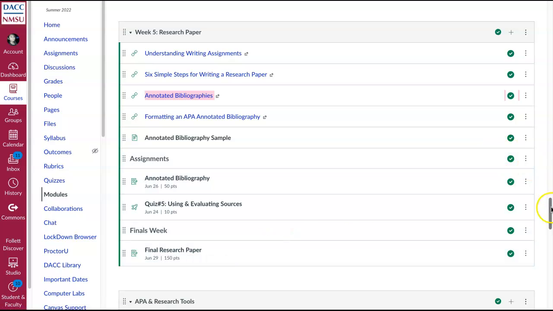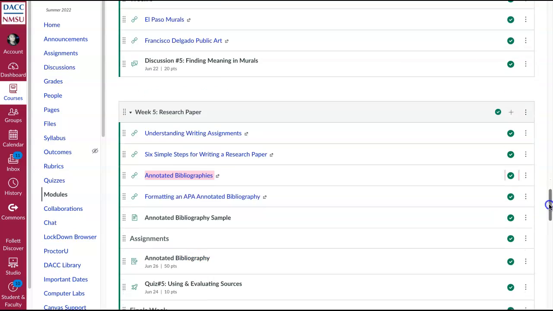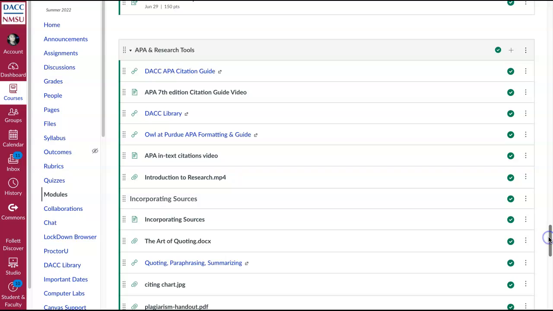So like I was saying, because the research paper is such a big portion of our class, week 5 requires 2 modules, but also that research paper requires that you become familiar with APA. Now, I know a lot of you probably are familiar with APA because you learned about it in high school or in English 1110. So this class doesn't really go into a lot of detail about APA, but I do provide a module as a refresher.